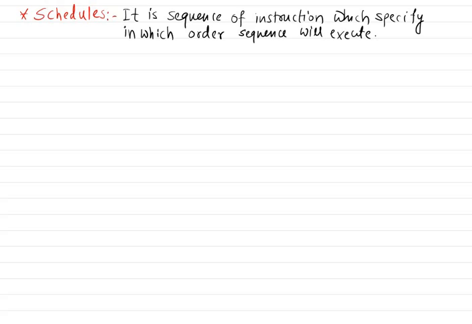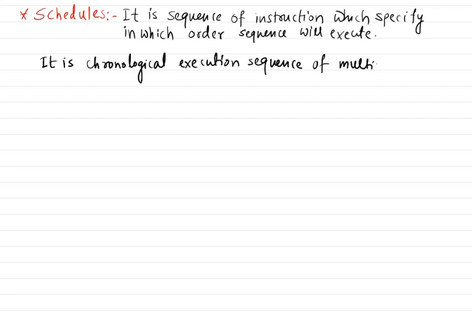Now we will see the next topic, that is schedules. What is the definition of a schedule? It is a sequence of instructions which specify in which order the instructions are going to be executed. It can also be defined as the chronological execution sequence of multiple transactions. So a schedule gives the order of transactions.